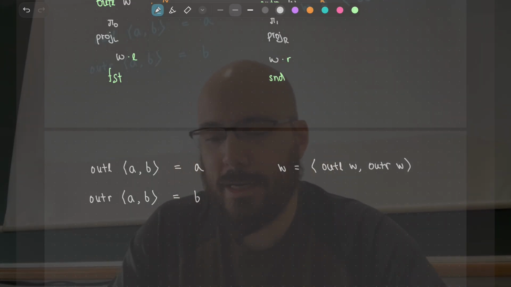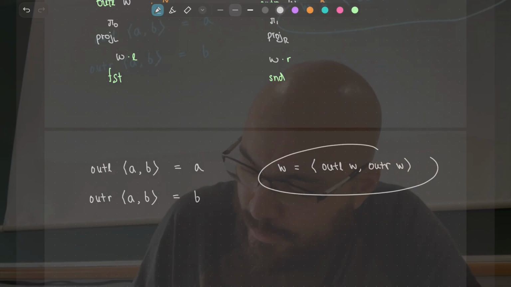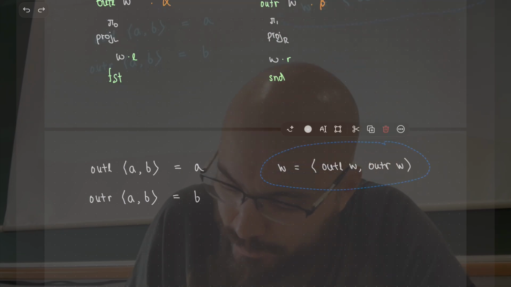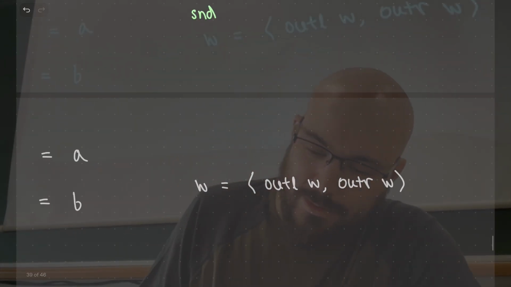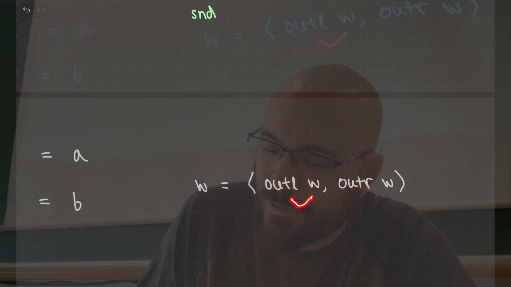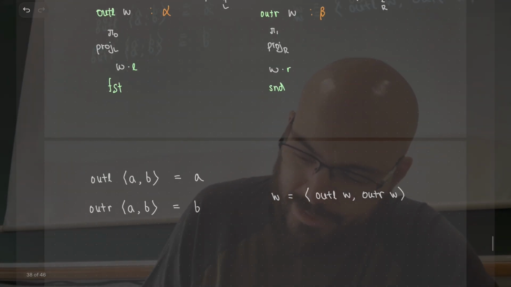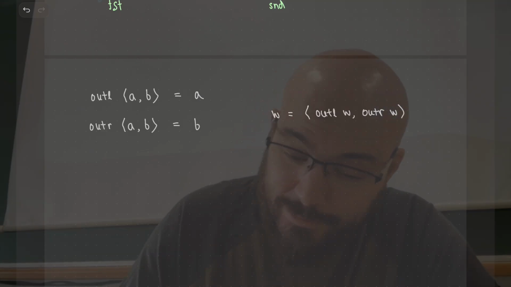So, these equations are fundamental. I remember the first time I read this in a text, I said to myself, come on, this is ridiculous. Nobody would ever think this is very important, that W is equal to extracting the left part from W, extracting the right part of W, and then putting them back together to get back W. This seems kind of silly. But you'd be surprised how fundamental indeed it is.